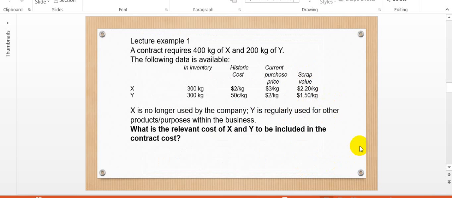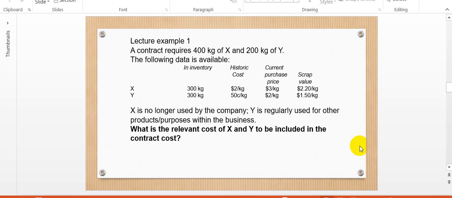Let's now apply the relevant cost of material principles in a question. So in this question, a contract requires 400 kgs of X and 200 kgs of Y. The following data is given.